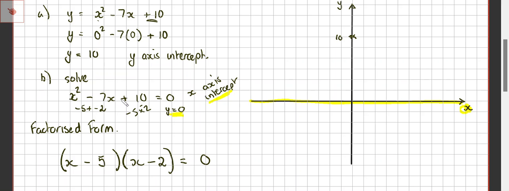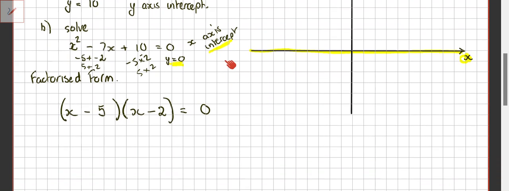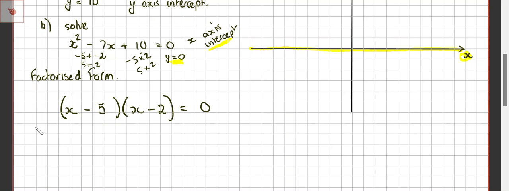So how do I get negative 7? Well, I have to add together the two negatives. So we could have had 5 times 2 to make positive 10, but 5 plus 2 doesn't make negative 7. So the other way of making positive 10 is negative 5 times negative 2. And negative 5 plus negative 2 is negative 7. So that's the brackets, but do you remember what we have to do now?